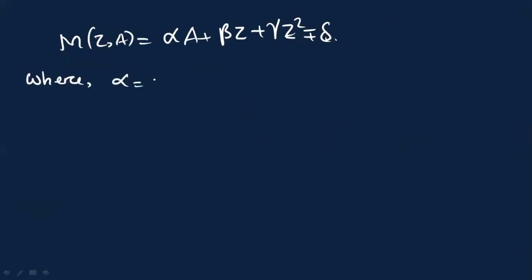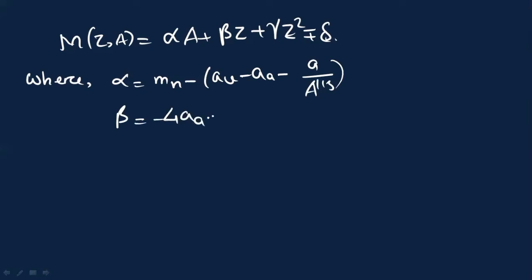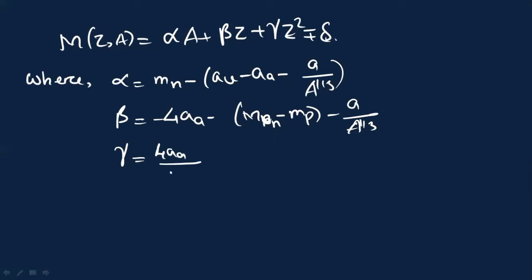Alpha will be equal to the mass of neutron minus a_V plus a_S divided by A to the power 1/3 plus a_A. The value of beta will be minus 4a_A minus the mass of neutron minus the mass of proton, and so on with A to the power 1/3. Clear? Now the value of gamma will be 4a_A divided by A plus a_C divided by A to the power 1/3. And delta is the pairing term.